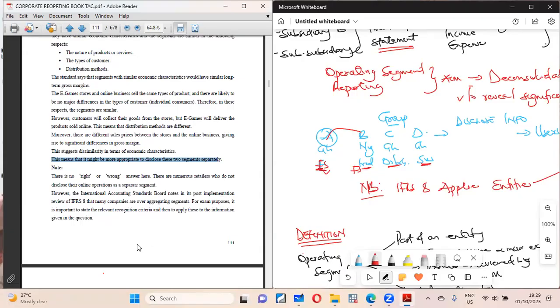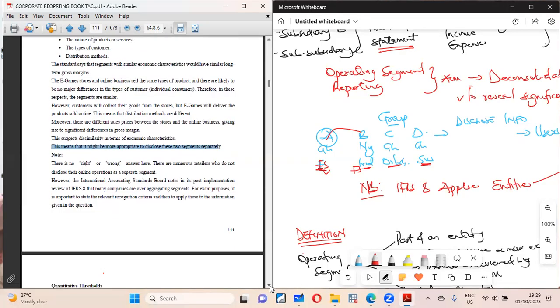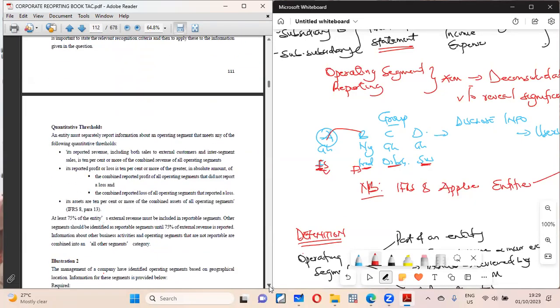So the tutor advice that I give you is that there is no right or wrong answer here. It's just that you need to position yourself and explain why it should be combined together or should not be combined together, using the standard. All right. So take note of that. That is how we talk about aggregation. Now let's come to the second way of identifying the operating segment, i.e., using the quantitative approach. So this one is the qualitative approach. Now let's come to the quantitative approach.